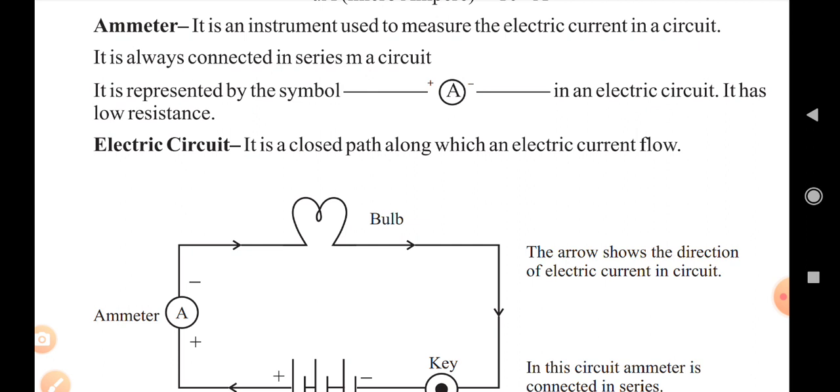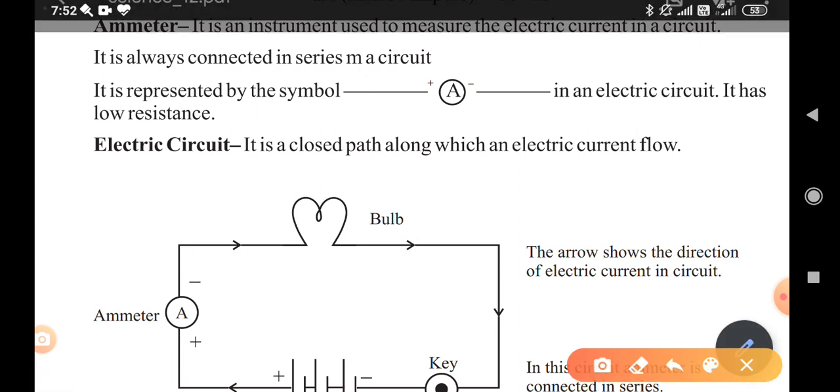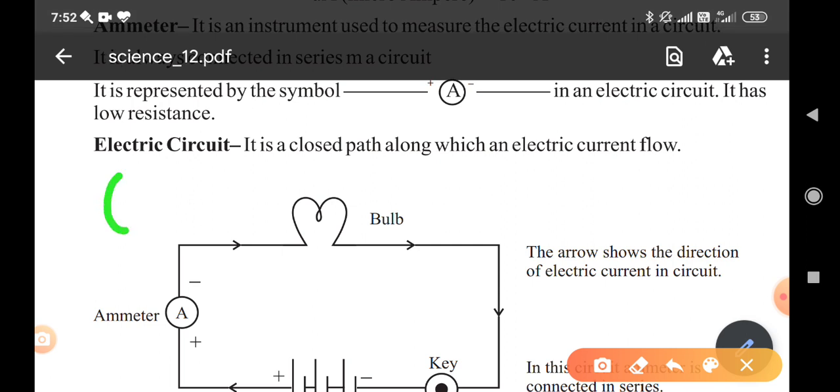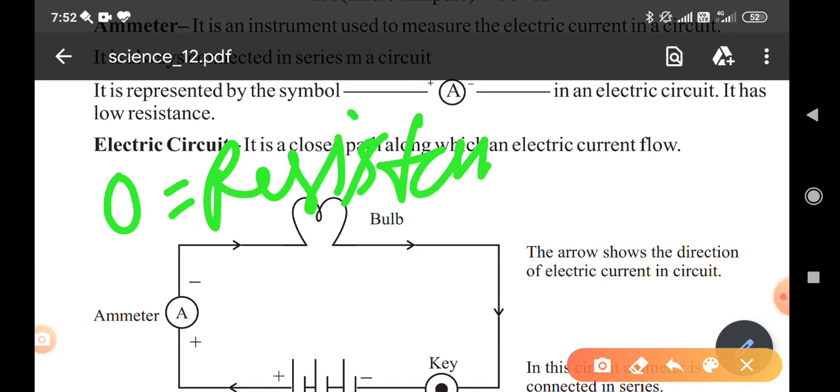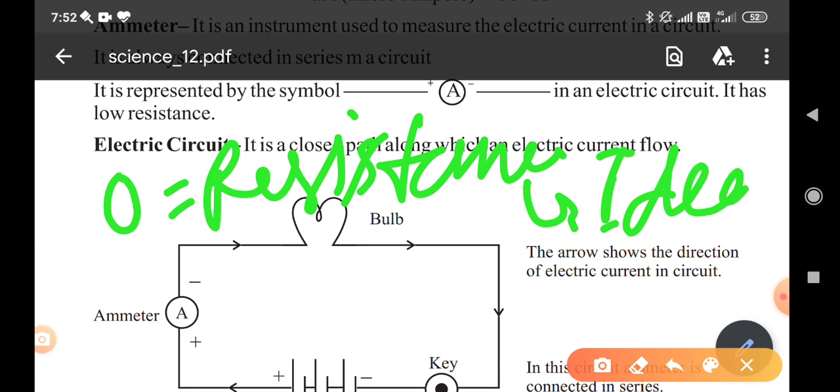One more thing. As we know, an ammeter has low resistance, but a term arises here: ideal ammeter. An ideal ammeter is an ammeter which has zero resistance or negligible resistance. It means that an ammeter which has zero resistance is an ideal ammeter.